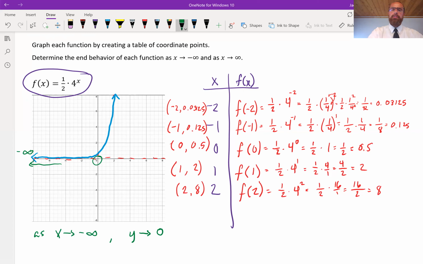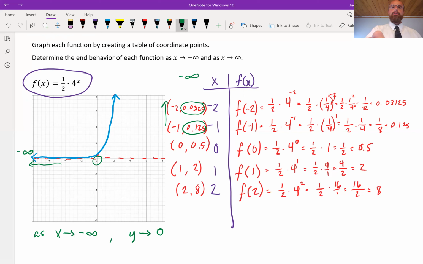And you can kind of see that in our y values as we got farther away from 0 in this direction. Negative infinity is this direction on the table. Those y values are getting smaller and smaller and smaller towards 0.